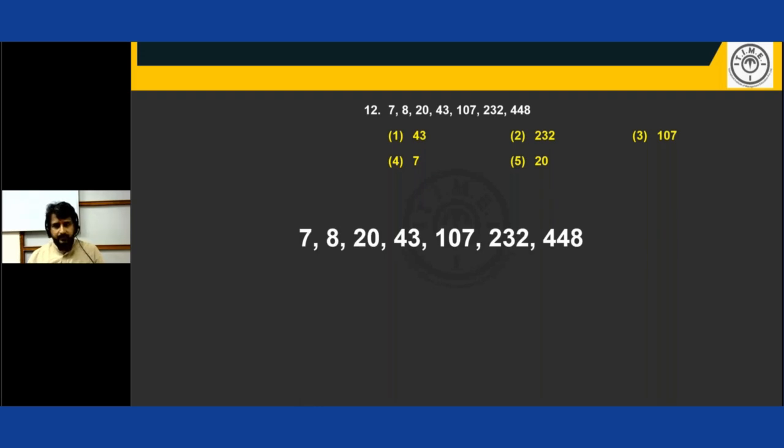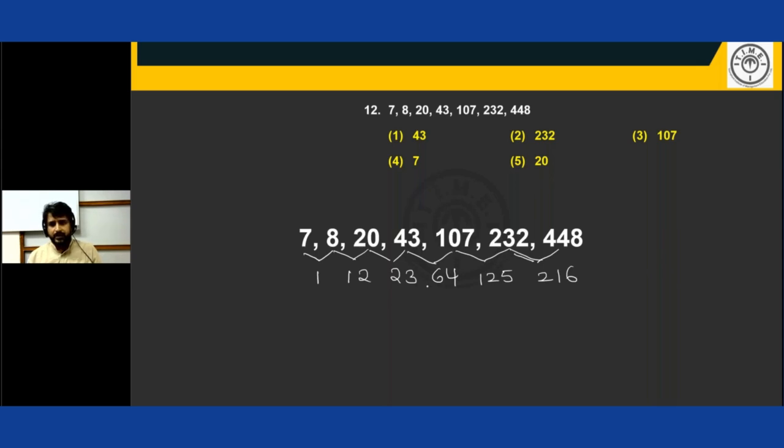7, 8, 20, 43, 107, 232, 448. Let's check it. 7 and 8, the difference is 1. 8 and 20, the difference is 12. 20 and 43, the difference is 23. But 43 and 107, the difference is 64. 107 and 232, the difference is 125. 232 and 448, the difference is 216.